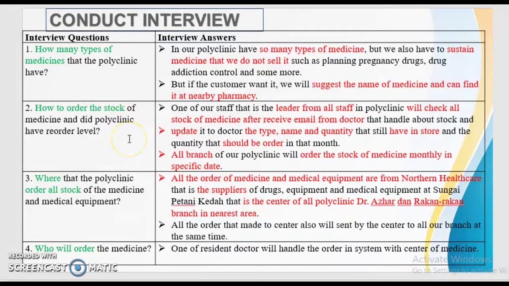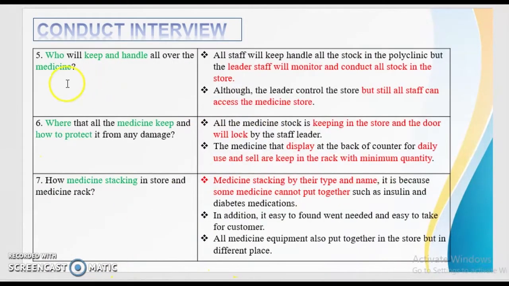How to order? The staff leader will check and update the name, type, and quantity they have in the store and order from the doctor, and the order will be created monthly. Where to order? At National Healthcare, there is the supply center of Polyclinic Dr. Azhar, and one of the resident doctors who handles the stock will order. Then, who will keep and handle the medicine? The staff leader will monitor and handle all the stock in the store, but all staff can access the medicine store.